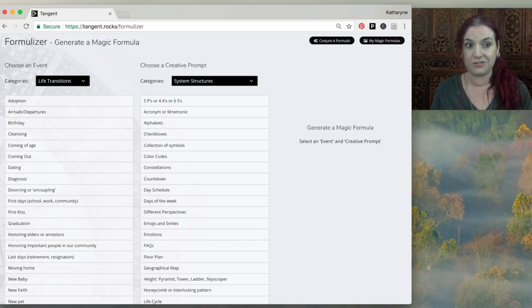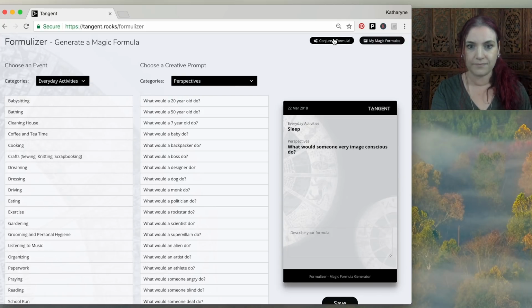Or you can be a bit hard on yourself and really challenge yourself to come up with some ideas for a formula, even if it seems a little bit out there or crazy. Because sometimes the best ideas come from the weirdest intersects. So let's go with this, and we're going to conjure the first formula.